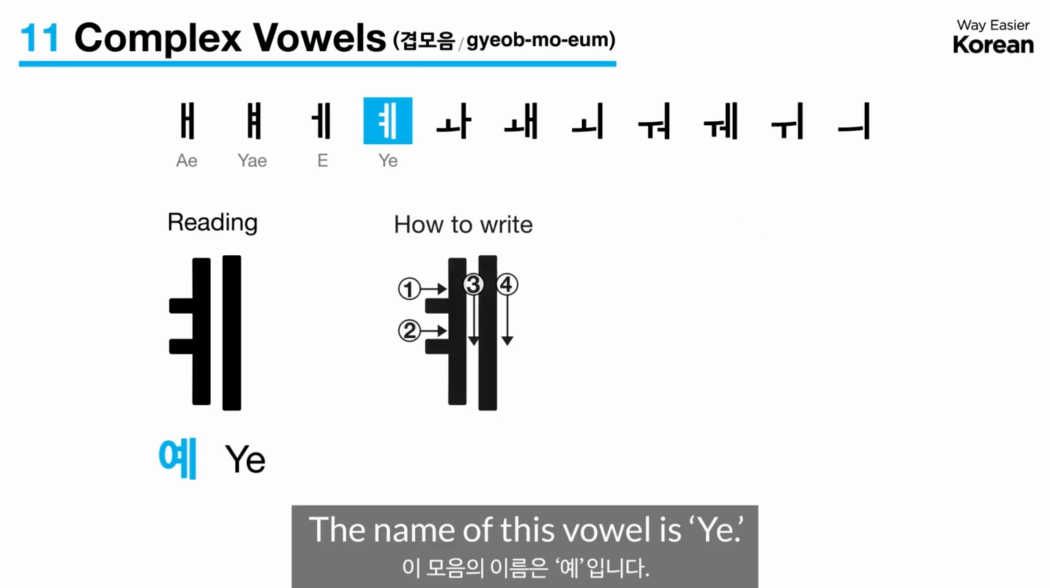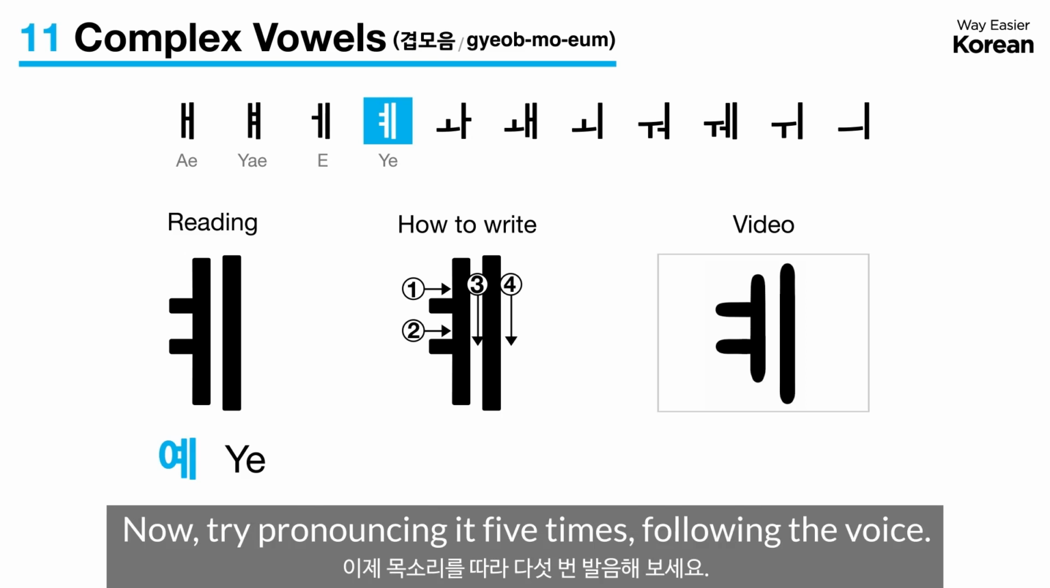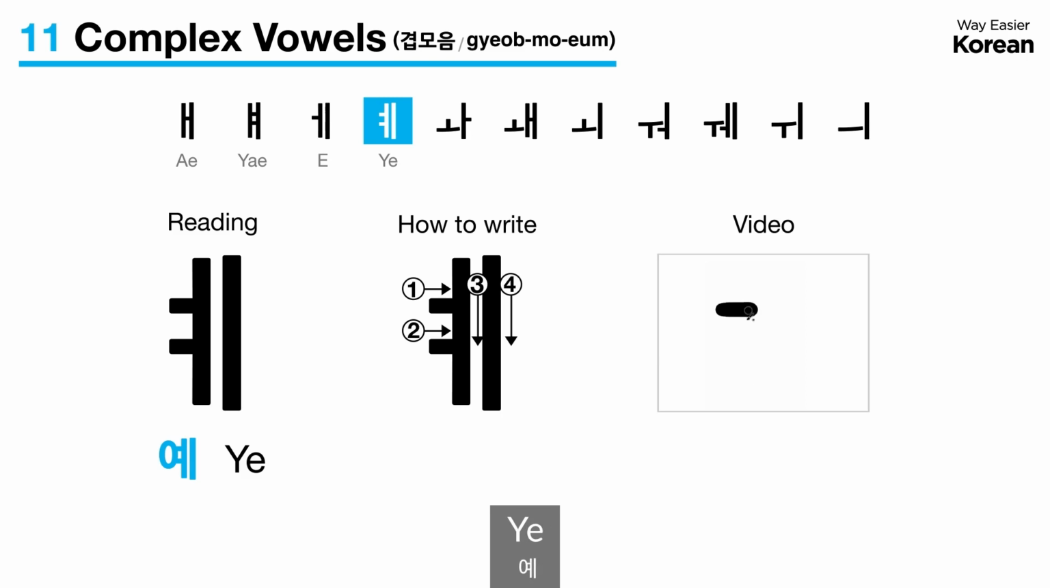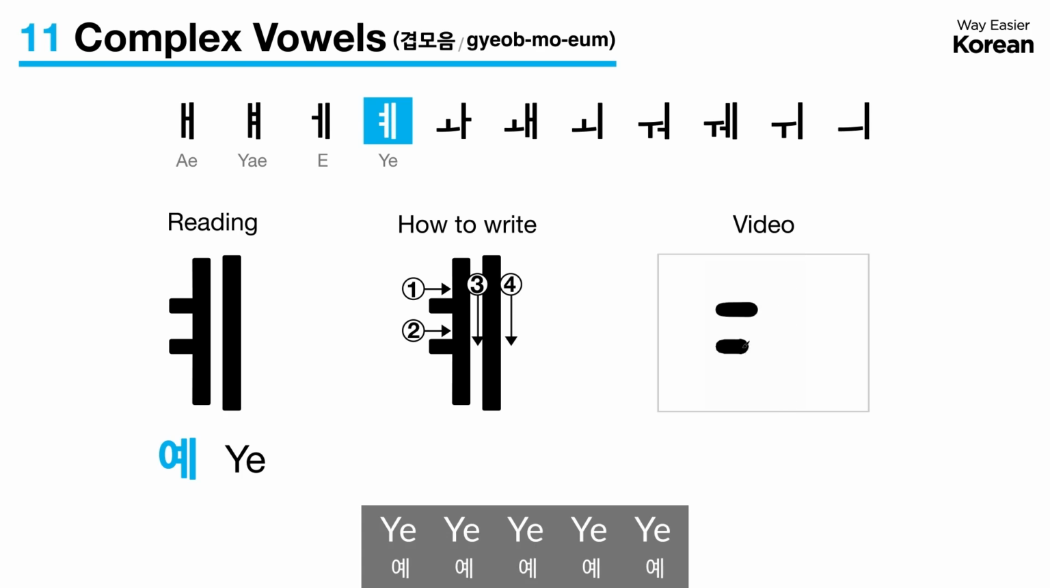The name of this vowel is 예. Now try pronouncing it 5 times, following the voice. 예, 예, 예, 예, 예.